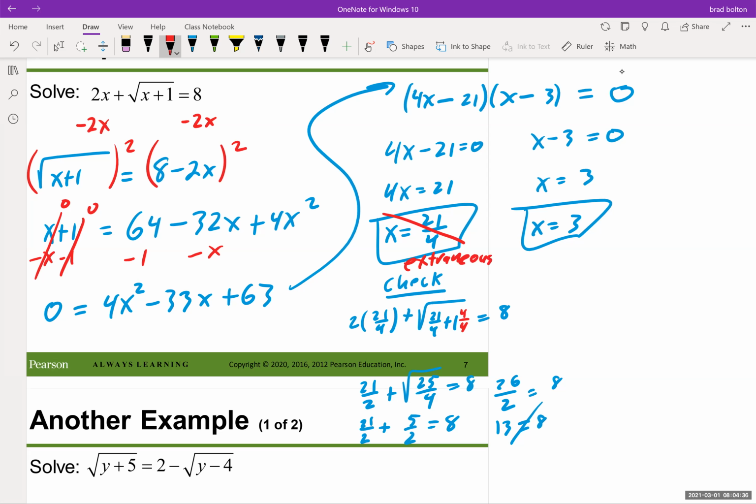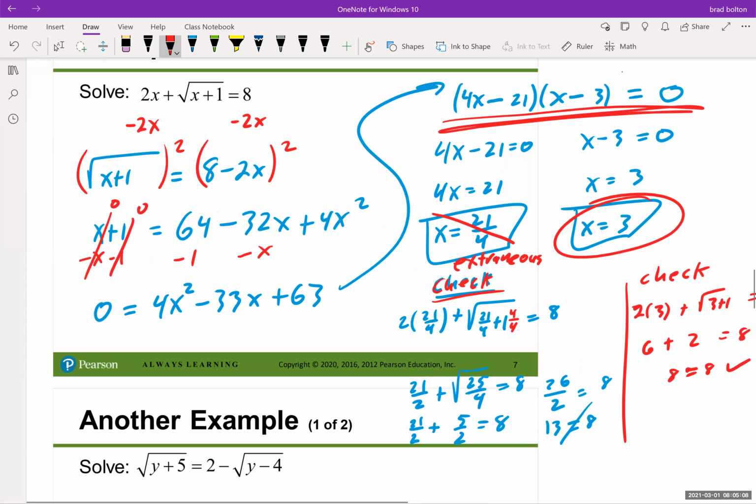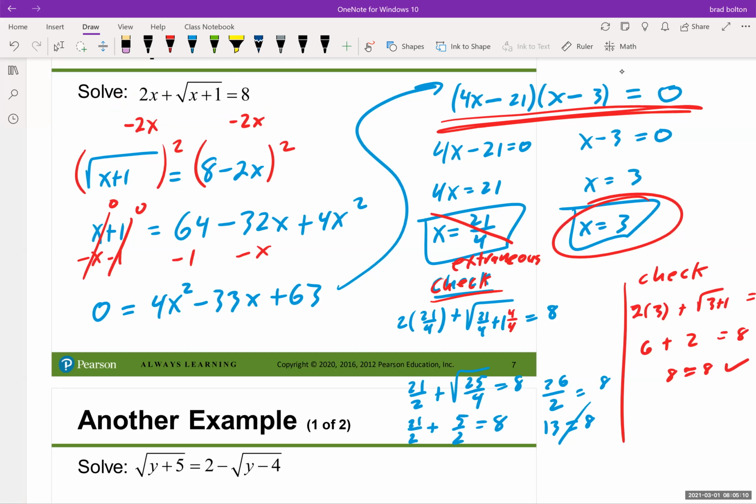That is an extraneous solution. And now let's try 3. I probably should have done them both in red. That way the check looks more... Let's do the check on 3 now. So this would be 2 times 3 plus the square root of 3 plus 1, better be 8. 6 plus the square root of 4, which is 2, equals 8. So 8 equals 8, checks out. That means this is our only true solution. Even though 21 over 4 mathematically solves this equation, it would not solve the original equation. So it is extraneous, okay?